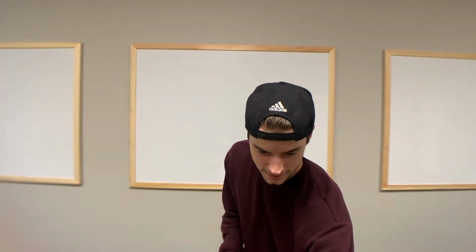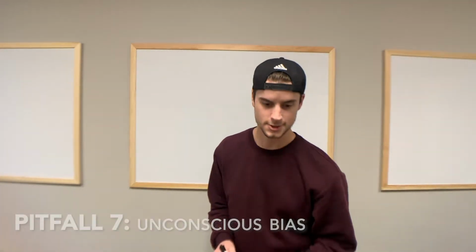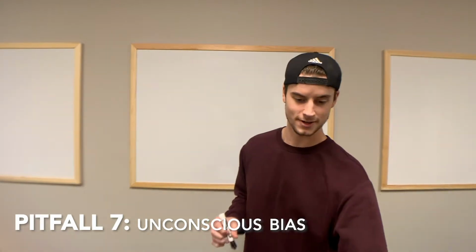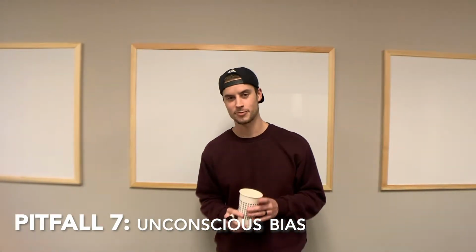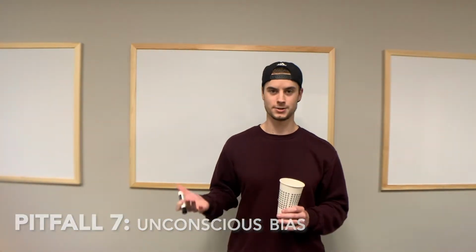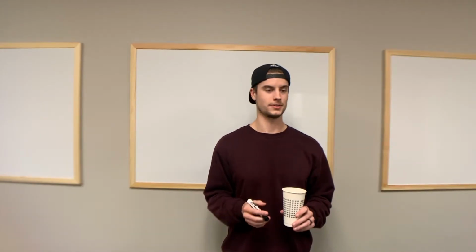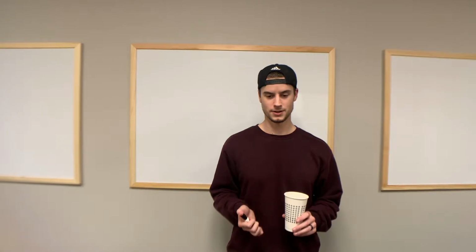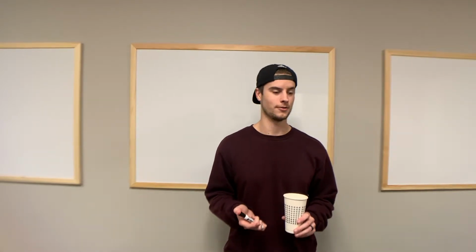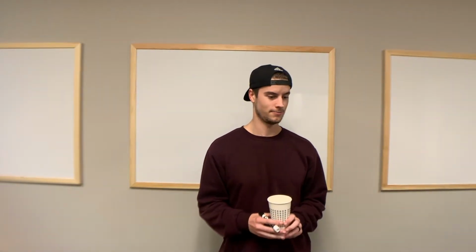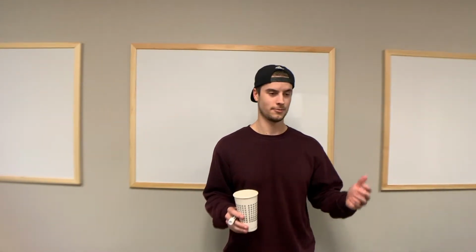Pitfall number 7, unconscious bias. That's a big one, because believe it or not, you may think you're the most objective person in the world, but you have some sort of unconscious bias, right? It's in every single one of us. We are always objectively clueless when it comes to our own opinions and our own thoughts and all that stuff. So we want to avoid bias. You know what I mean?